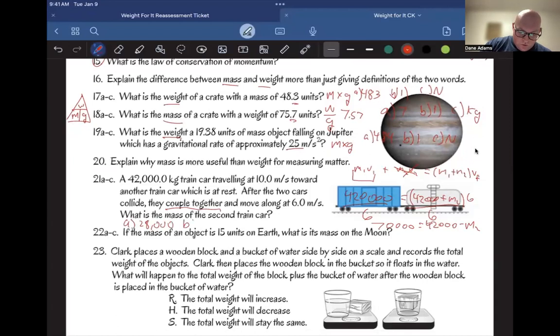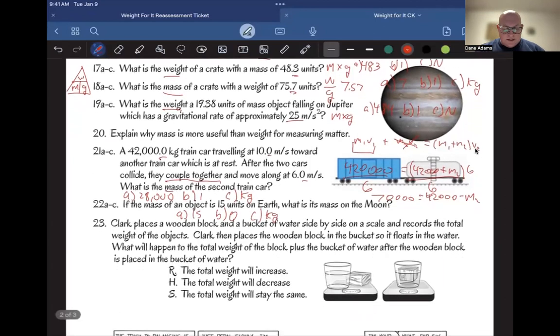B would be one decimal place, and C would be kilograms. Number 22 reads, if the mass of an object on Earth is 15, what is the mass on the moon? It's 15. So A, 15, B, 0, and C, kilograms.